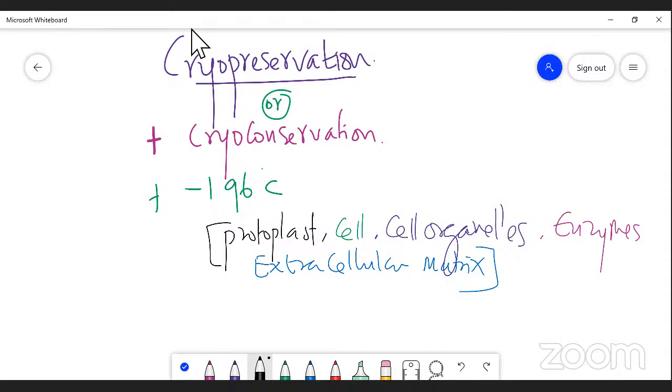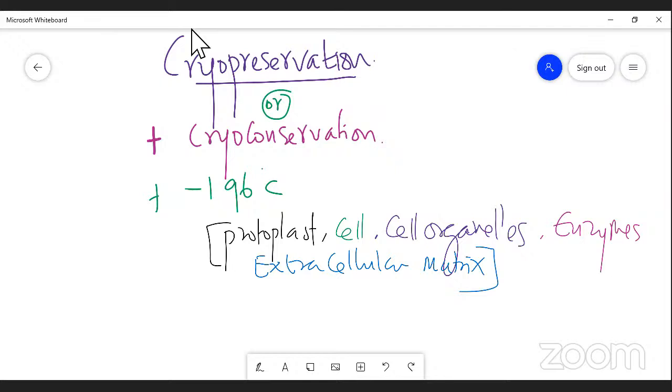So this is called preservation, or cryo preservation, or cryo conservation. Cryo preservation is also known as cryo conservation. In cryo preservation, there is a temperature of minus 196. This is a very extreme cooling temperature. In that condition, protoplast cells and cell organelles are protected or conserved for the purpose of future studies, right? So that is called cryo preservation.